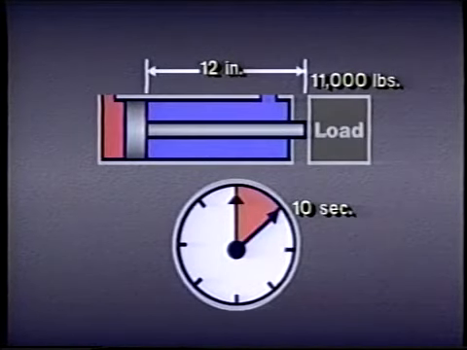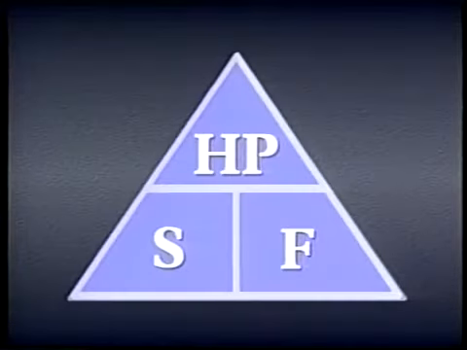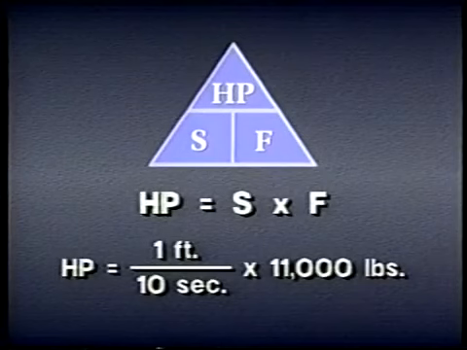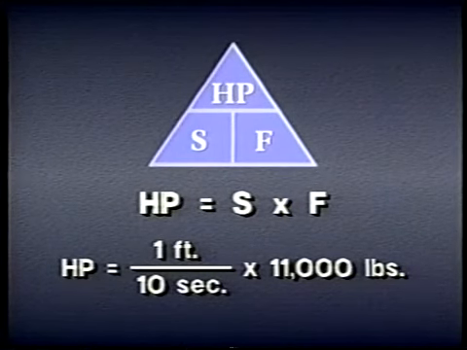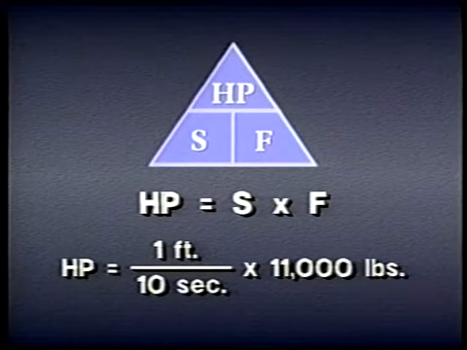For example, suppose we need to know how much horsepower it will take for a cylinder to move an 11,000-pound load 12 inches in 10 seconds. Our formula says that horsepower is equal to speed times the force. The speed is 12 inches or 1 foot every 10 seconds, while the force is 11,000 pounds.